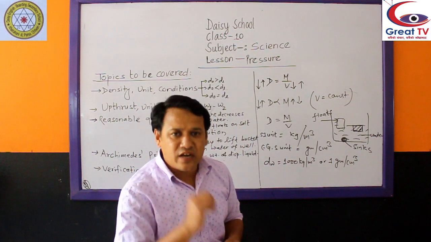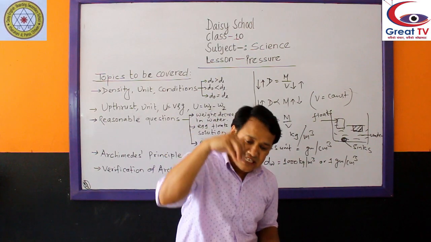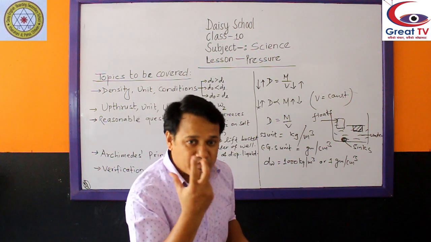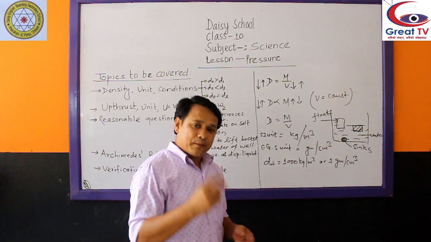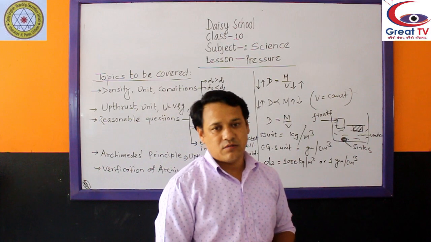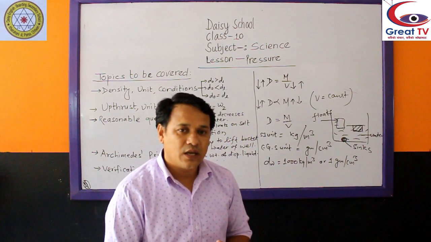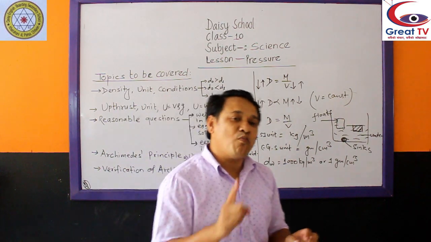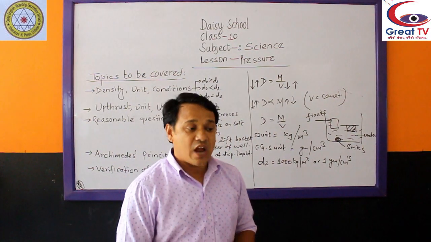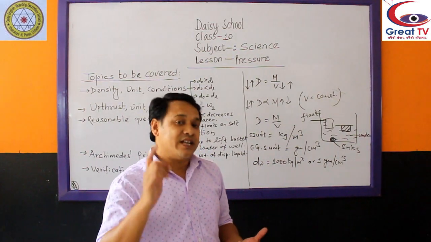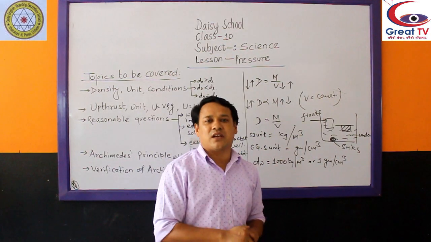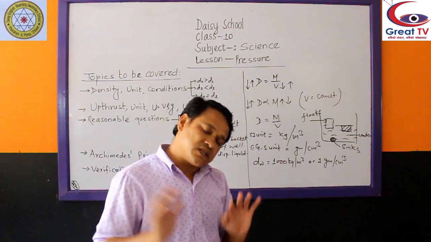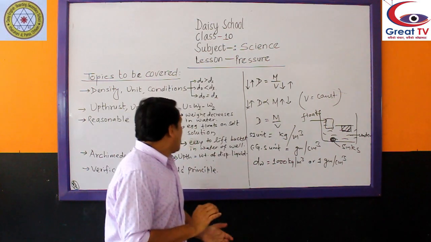Let's say an iron ball sinks in water but floats on mercury. Why? A piece of iron sinks in water but floats on mercury. Because the density of iron is more than water, that's why it sinks. And it floats on mercury. Why? Because the density of iron is less than mercury, so it floats. Yeah, less density floats, more density sinks. That is the condition. Okay.